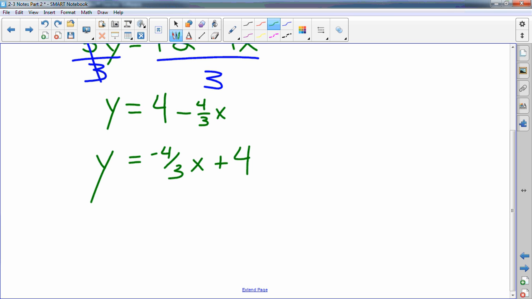On the back of your worksheet, it just asks you to find the slope and the y-intercept, given the graph. We did not do that in our notes, but you know what slope is and you know what y-intercept is. So you should be able to do that. That's where this came from. You just have to pay attention.